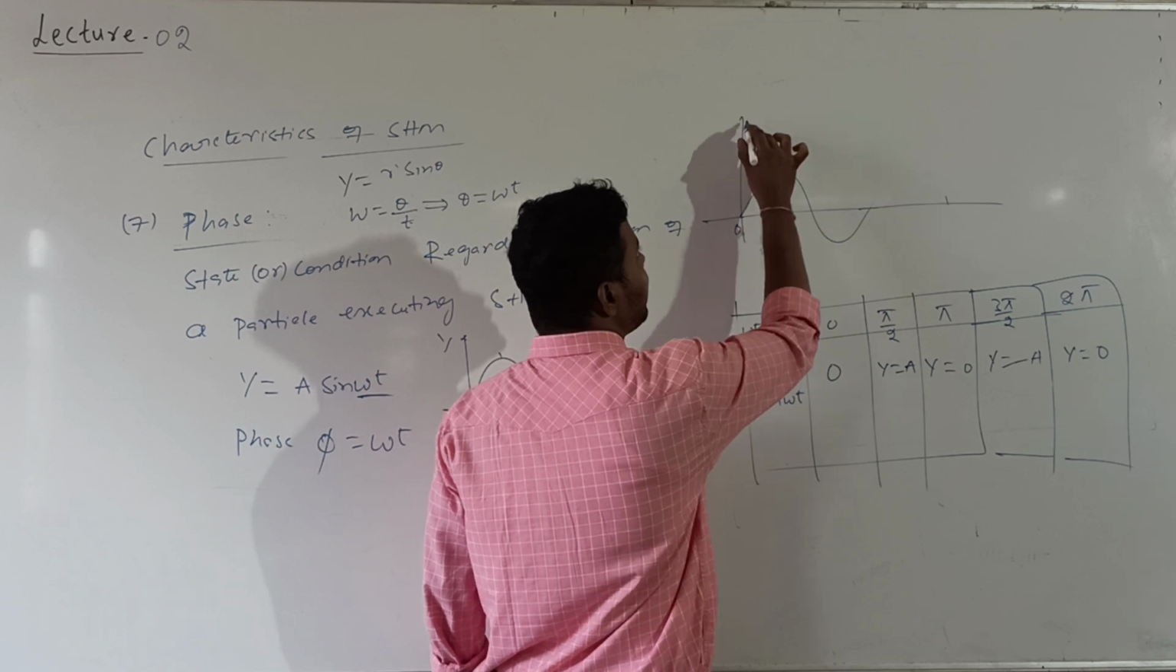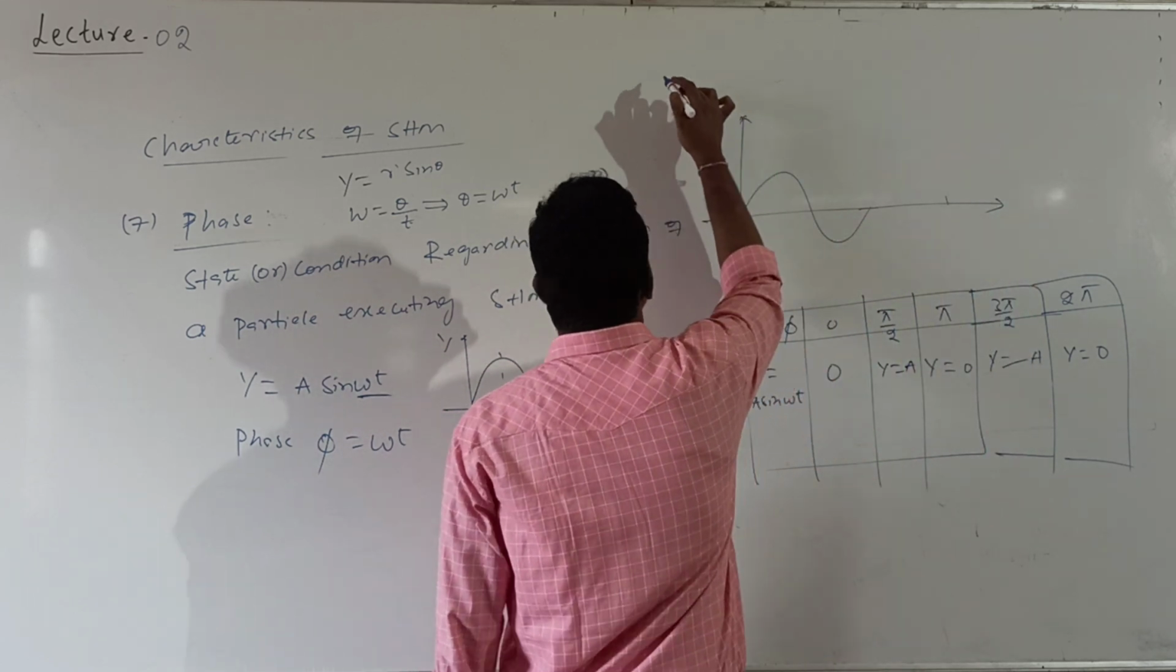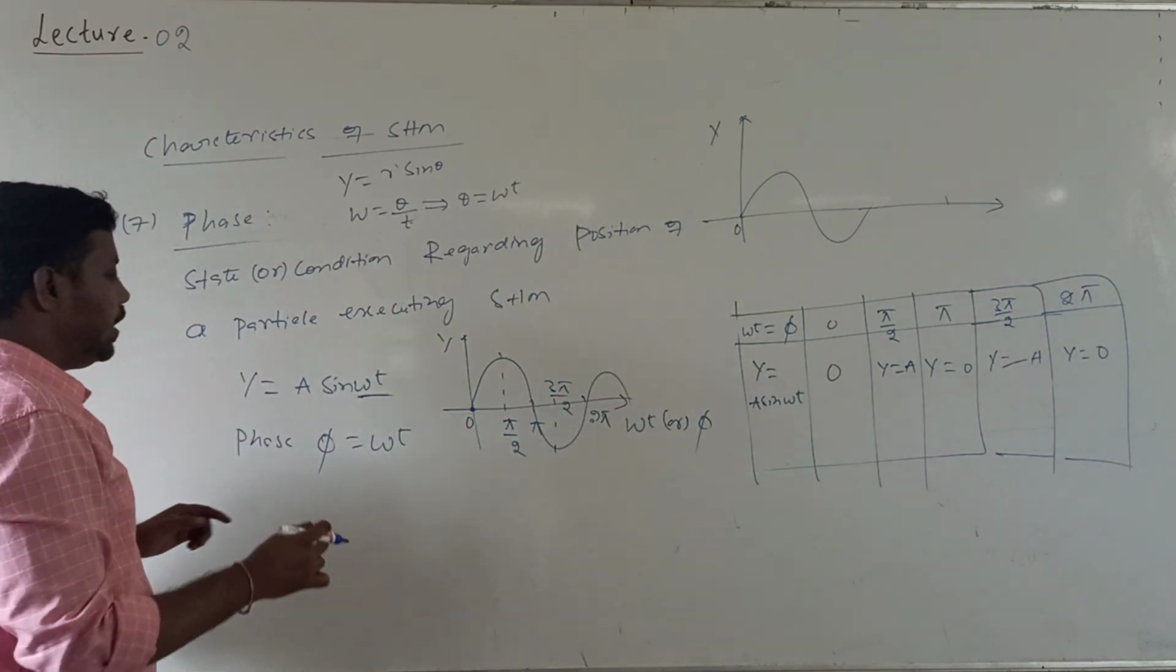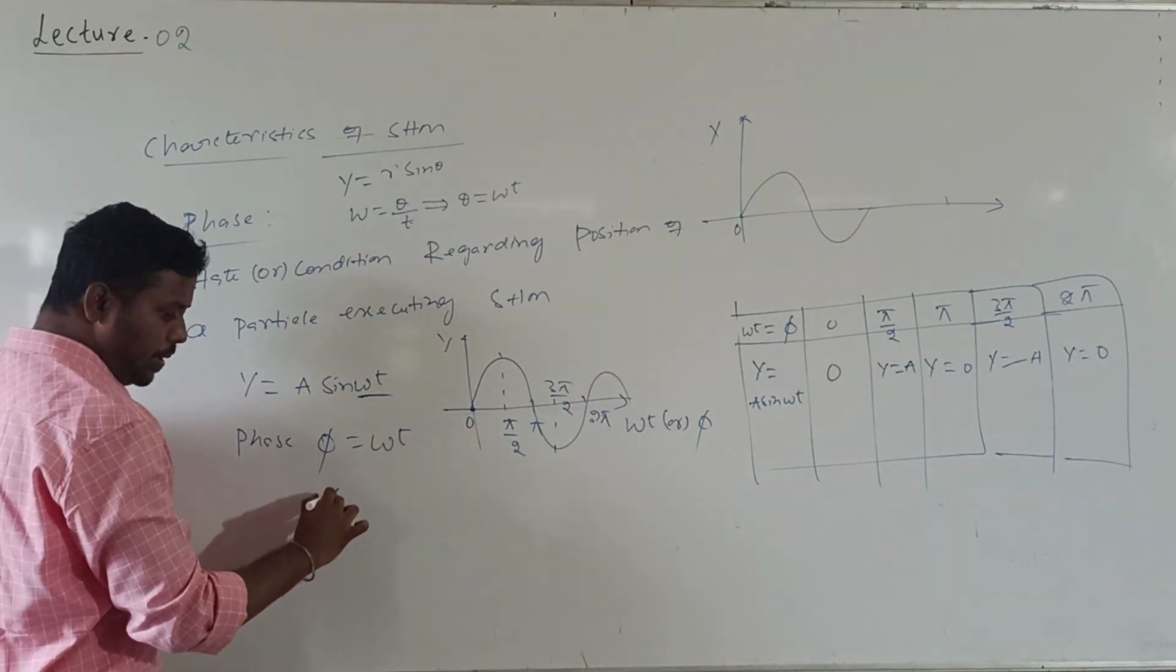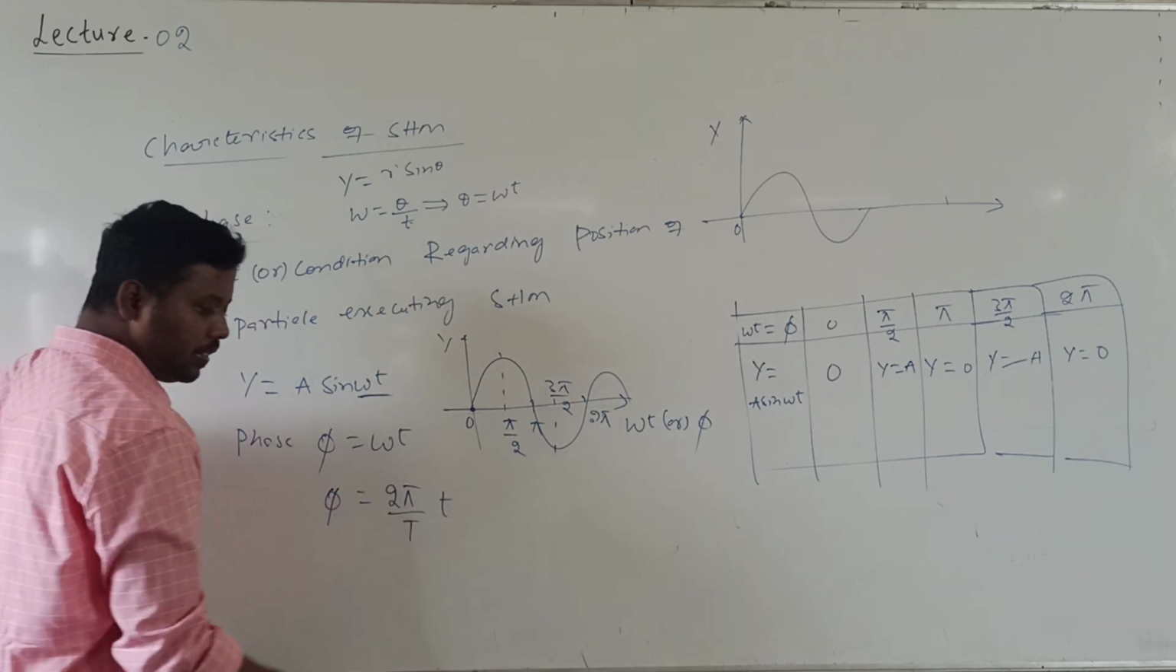Here we consider the variation of y with what we have written, phi equal to omega into t, which can also be written as omega, that is 2 pi by capital T, into small t.